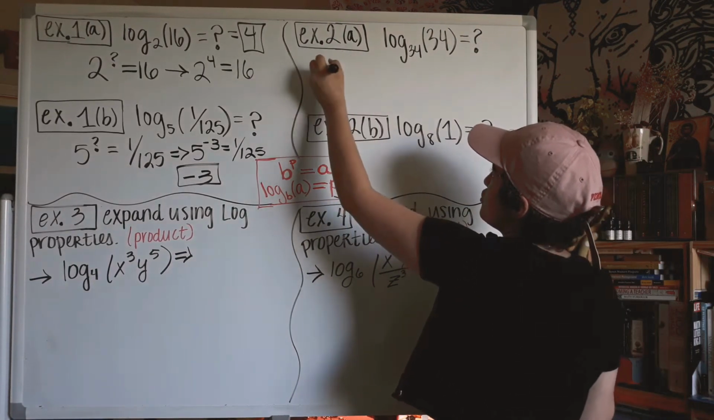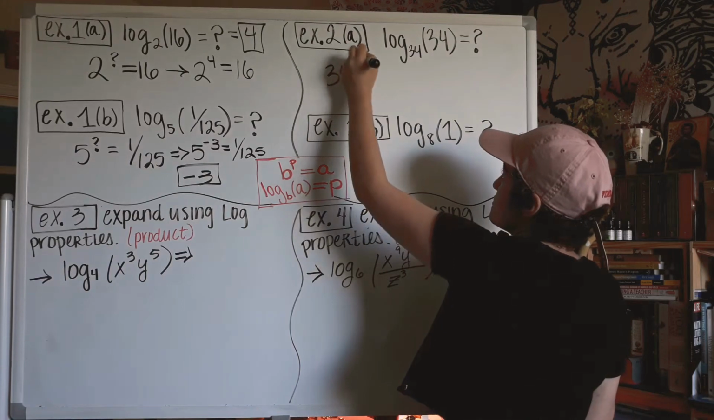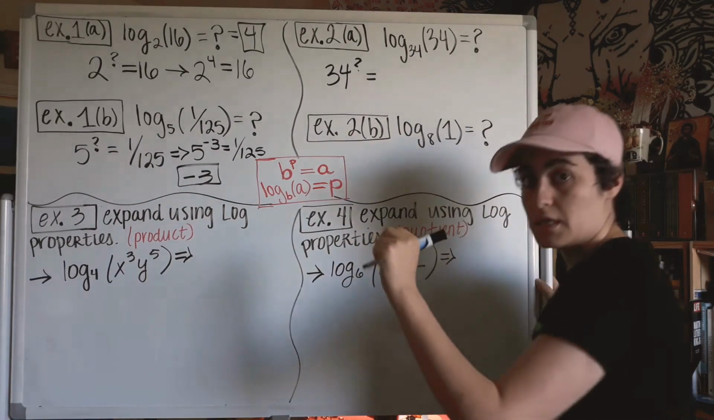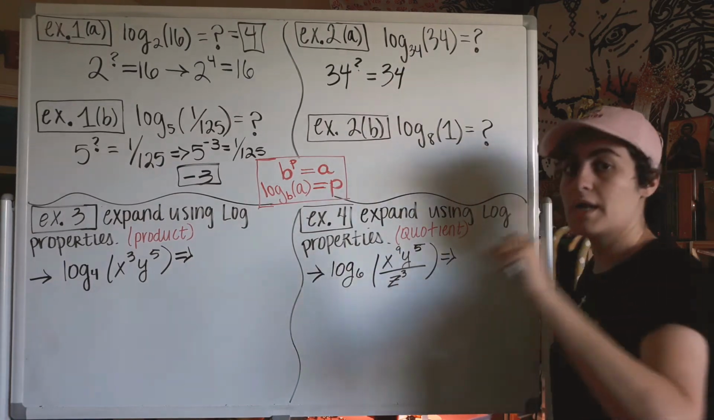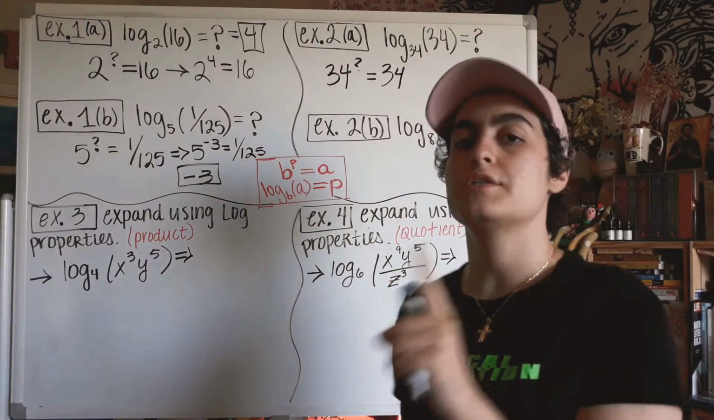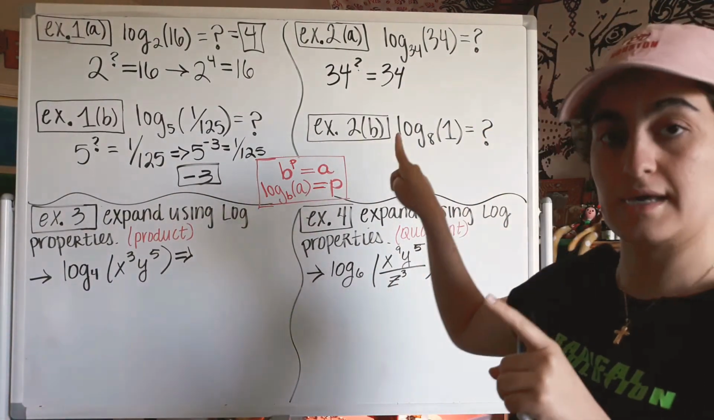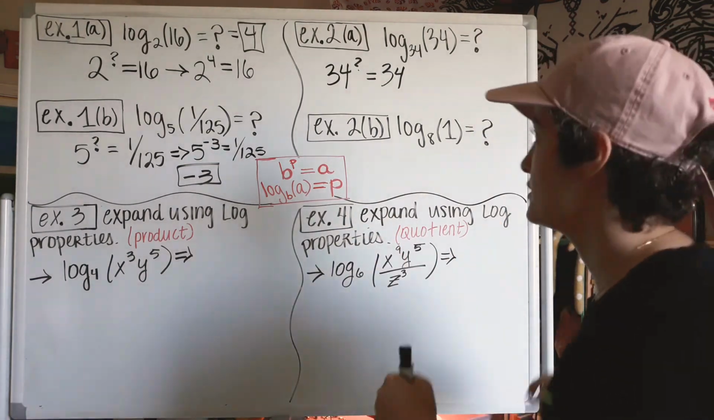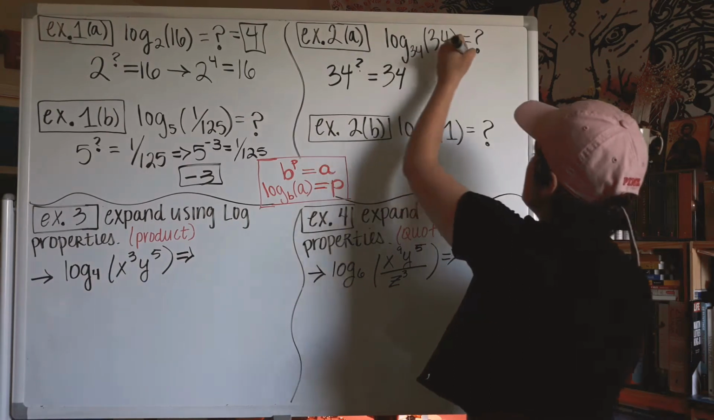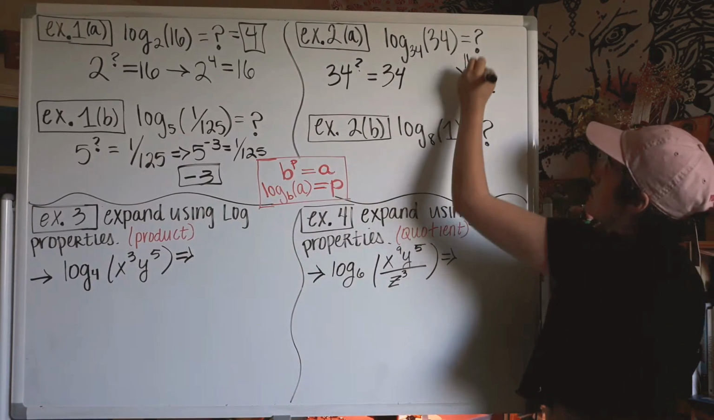So the base is 34. The exponent is what we were finding. And then the answer is actually also 34. So there is one number on this planet that satisfies that equation. And the answer is itself 1. So here, the answer is 1.